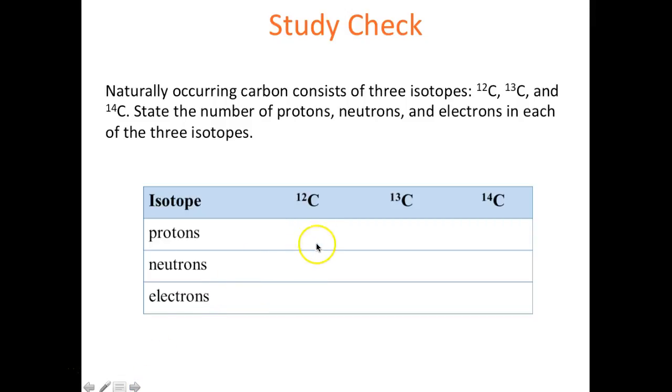Here you have three isotopes of carbon, carbon 12, 13, and 14. Since they're carbon, the protons and electrons will be the exact same number, and that will be 6, all right? The neutrons will differ. Carbon 12 has 6 neutrons, carbon 13 has 7 neutrons, and carbon 14 has 8 neutrons.